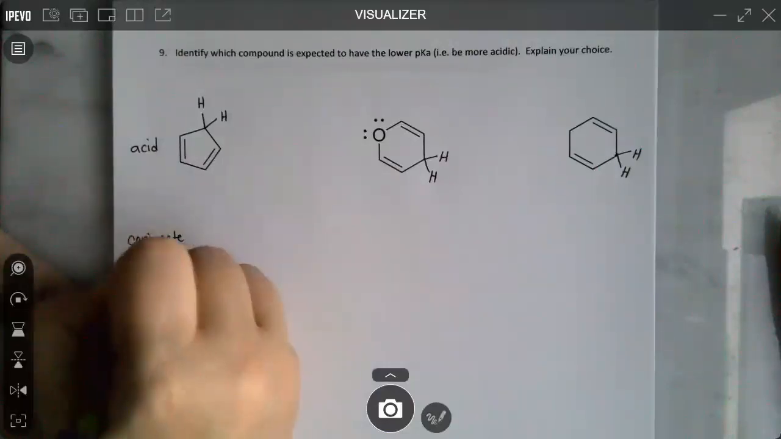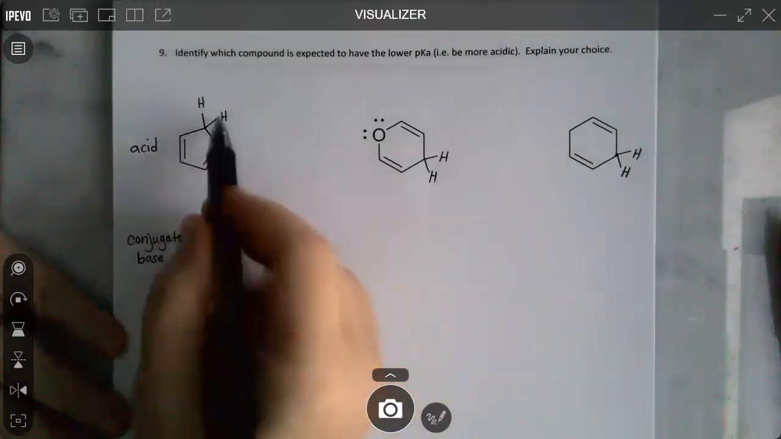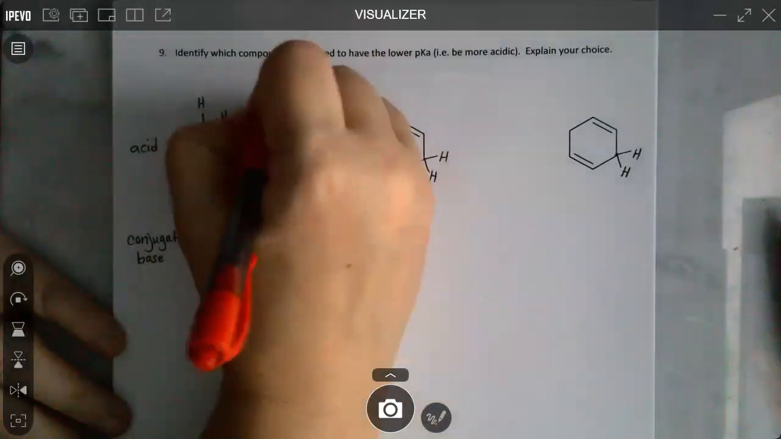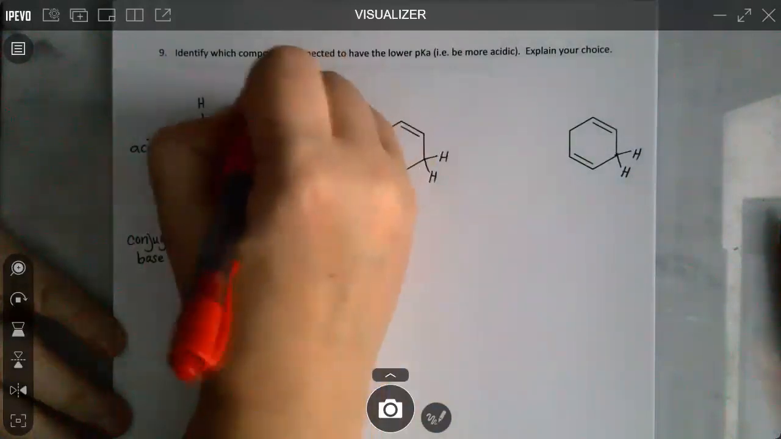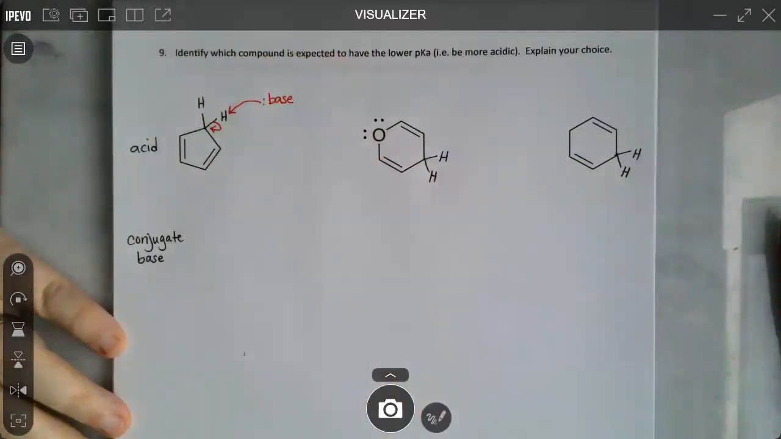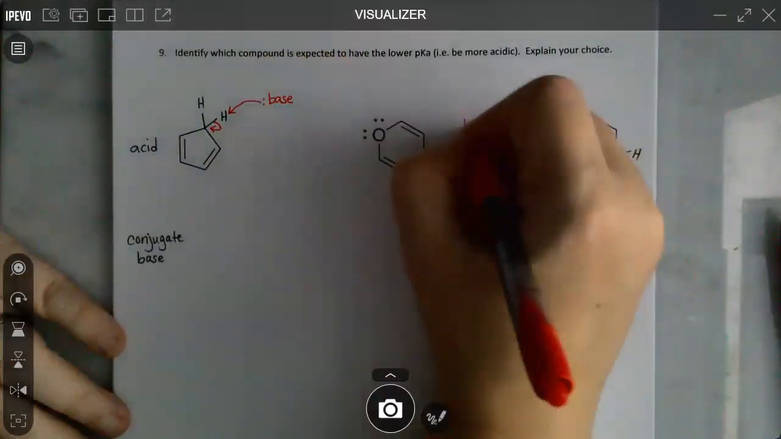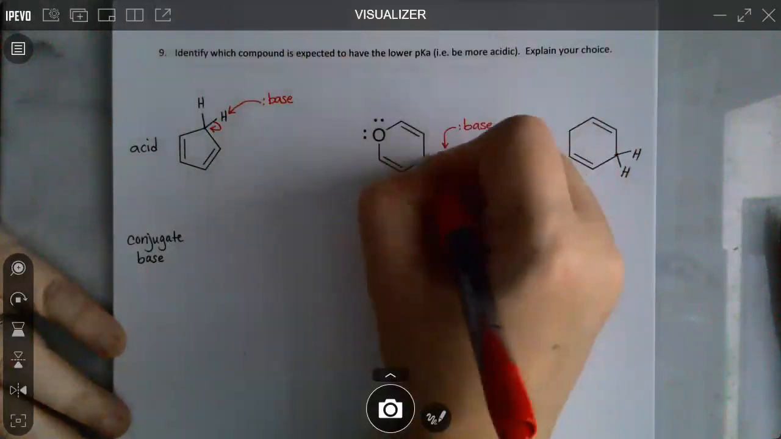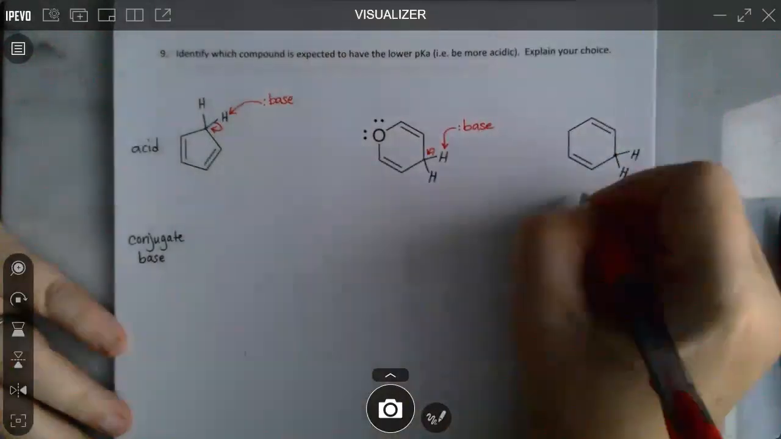So if some base comes in and takes one of these protons, right? So you can think of some base coming in to take one of these protons, right? Same thing, same idea with any of these. We're not being specific about the base, just any base.